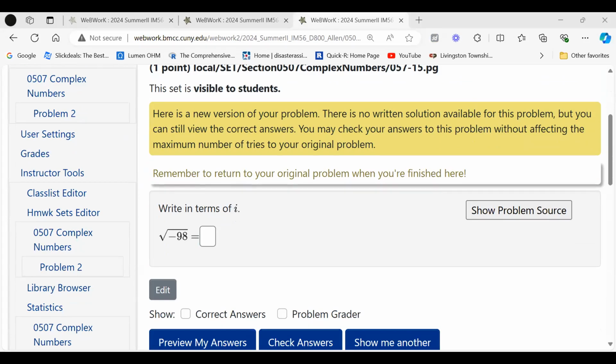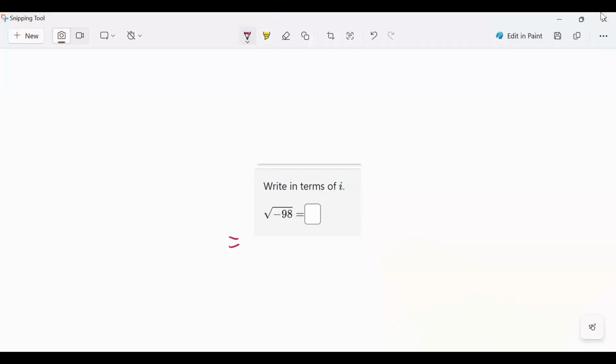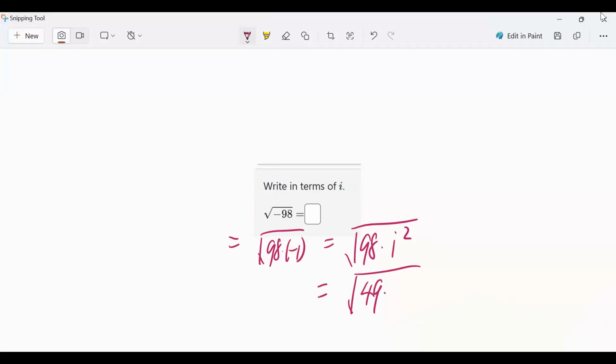First of all, you break that as 98 times -1. You try to call 98 times -1. And -1 is i squared, so it's radical 98 times i squared. So now we get to break down 98 as 49 times 2. That's 98. And the square root of 49 is 7.